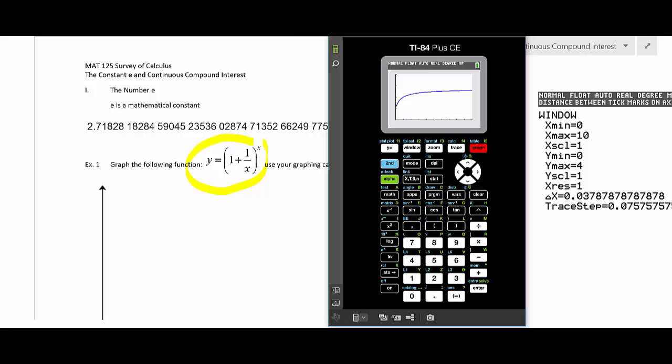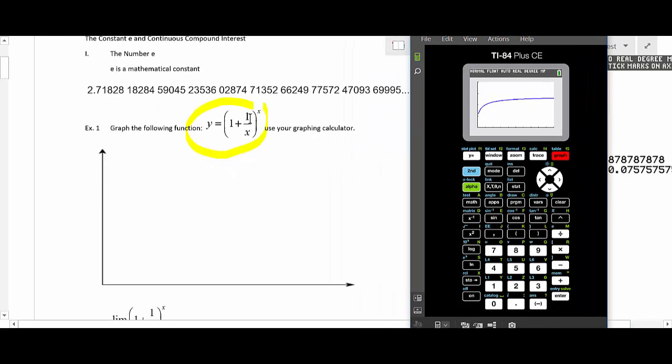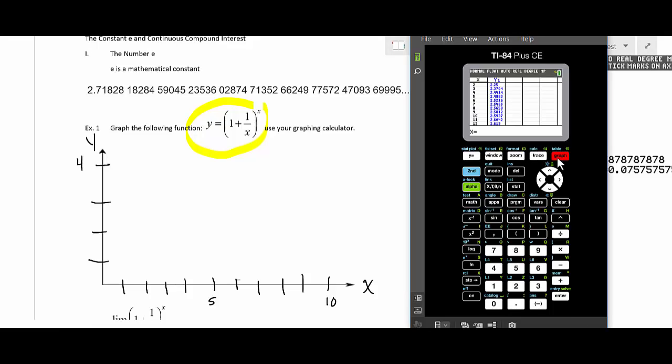Now on your paper, I want you to have a little sketch of this graph. Let's label the axes x and y. Let's go out to 10 and up to 4, with tick marks 1, 2, 3, 4, 5, 6, 7, 8, 9, 10. Now let's trace out a couple of points, just enough to get a good idea. The other thing you can do is press second graph to open up the table and plot some points.